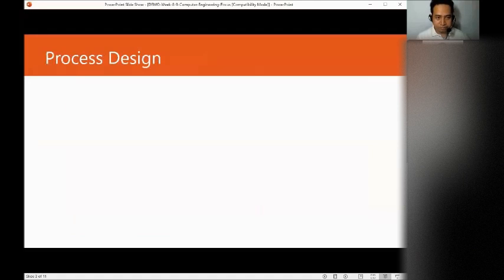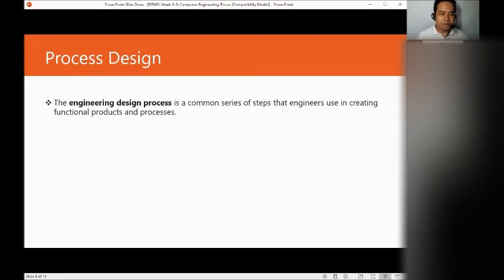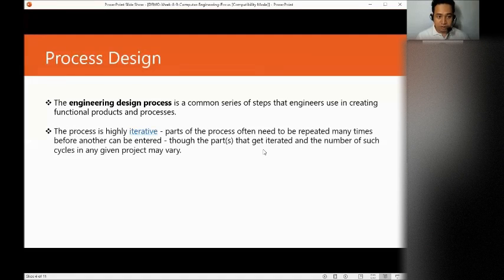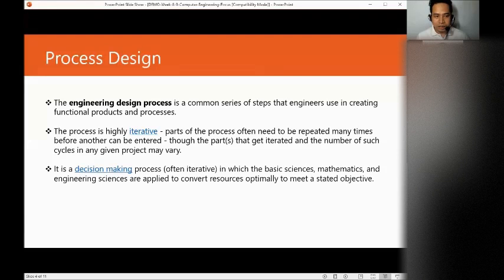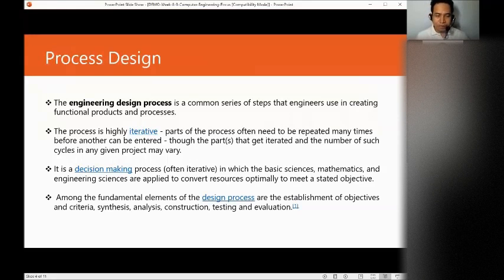Next is the process design. The engineering design process is a common series of steps that engineers use in creating functional products and processes. The process is highly iterative, which means parts of the process often need to be repeated many times before another can be entered. Though the parts that get iterated and the number of such cycles in any given project may vary. It is a decision-making process, often iterative, in which the basic sciences, mathematics, and engineering sciences are applied to convert resources optimally to meet a stated objective. Among the fundamental elements of the design process are establishment of objectives and criteria, synthesis, analysis, construction, testing, and evaluation.